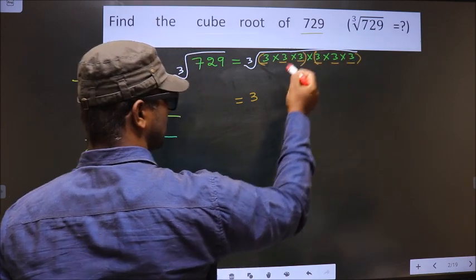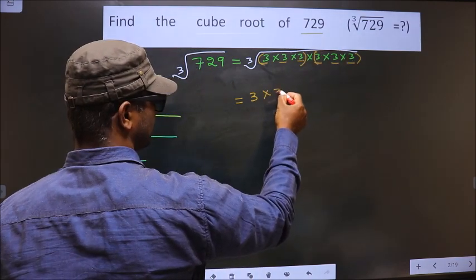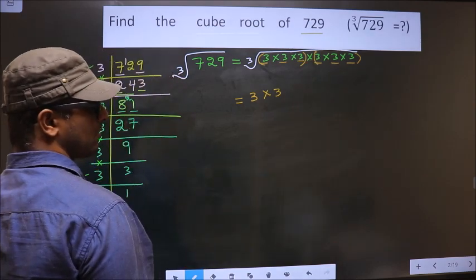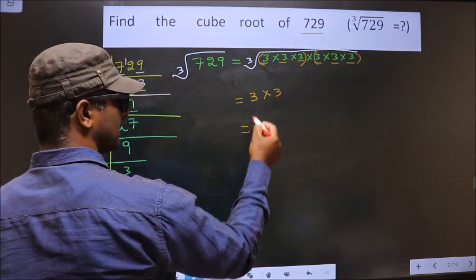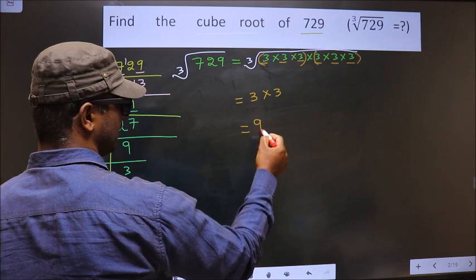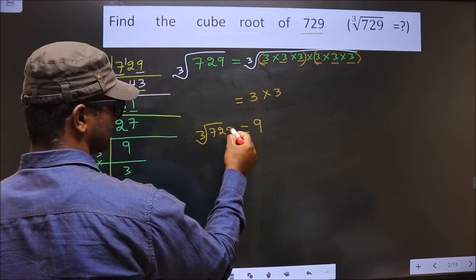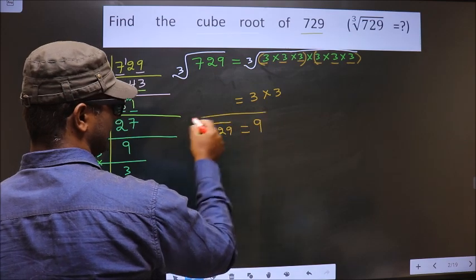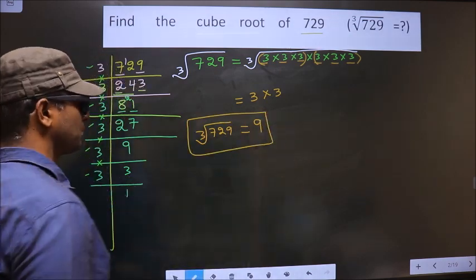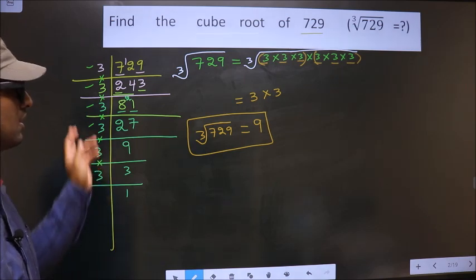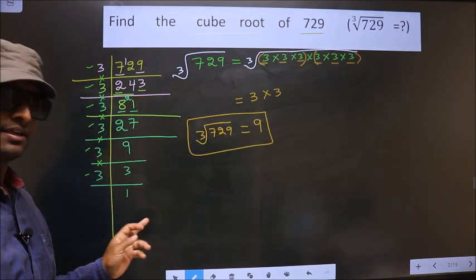Now, inside the cube root, we have 3 again, present 3 times. So when it comes out, it will become only one time, 3. No more numbers are left in the cube root. So we are left with 3 into 3, that is 9. So the cube root of 729 is 9. This is how we find the cube root. Am I clear?